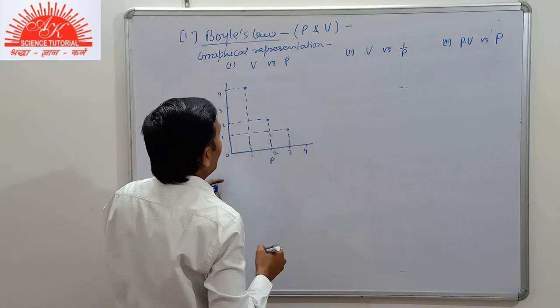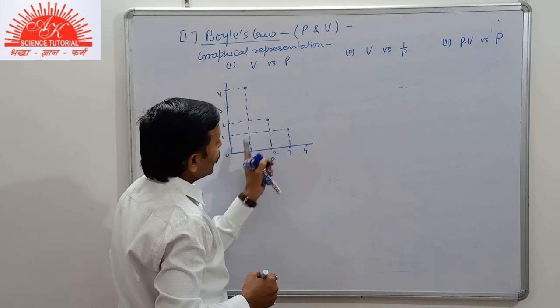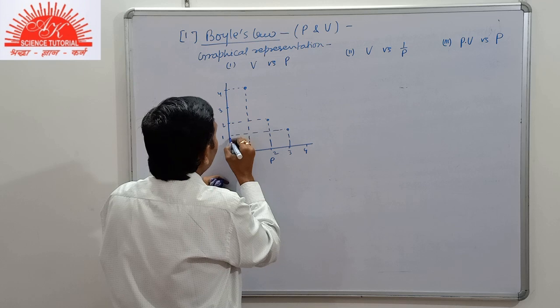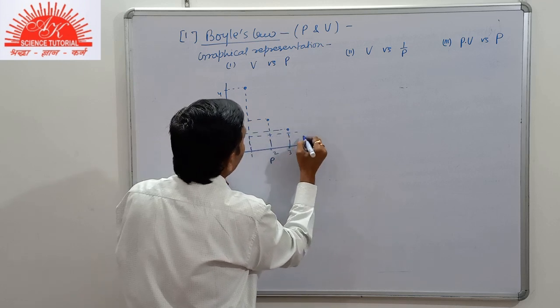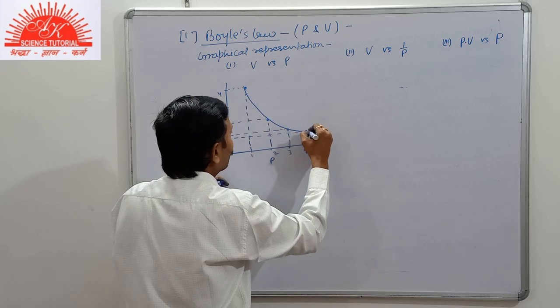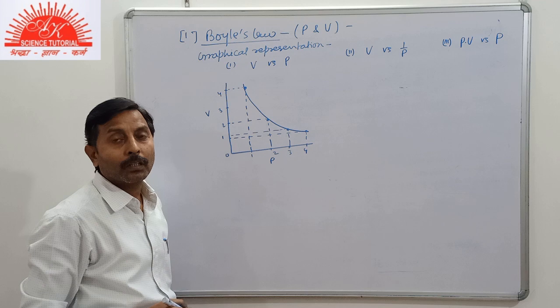So this part. And when the volume is made 4 times, the pressure is made 4 times, then the volume will become 1/4. That is at this part you see, here is the point. So this is the graph called hyperbolic graph.